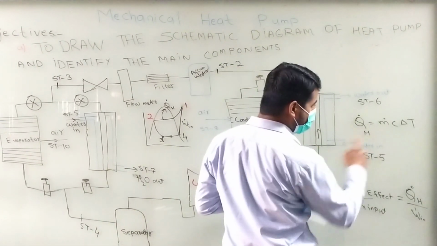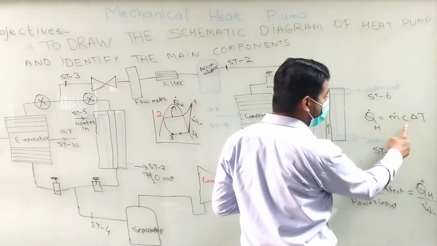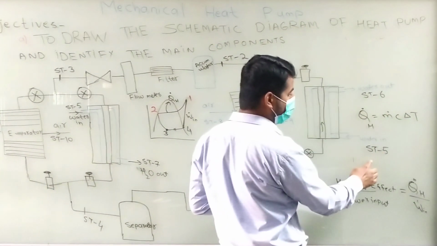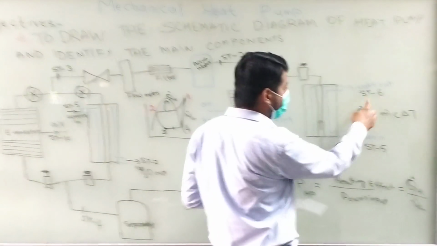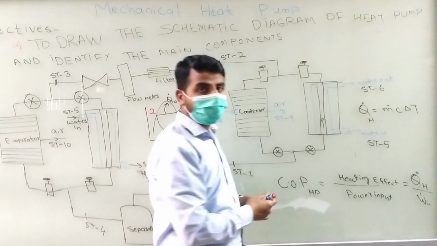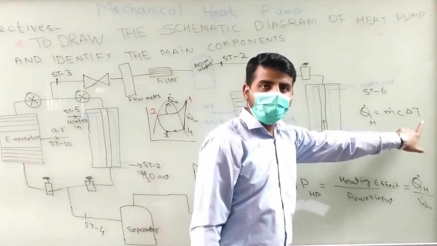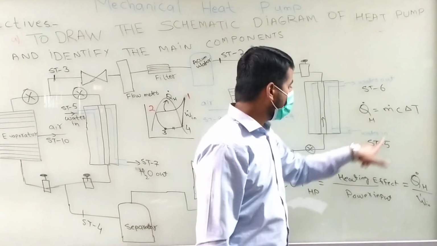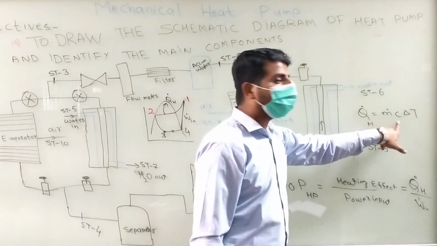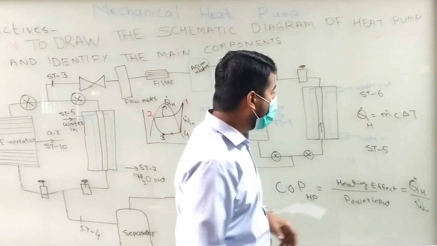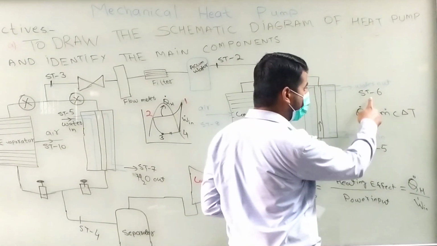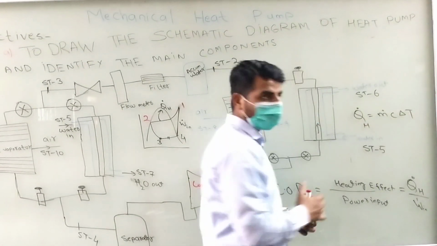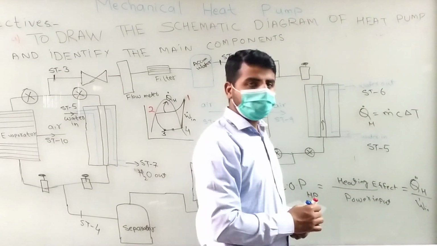So I have to calculate this heat. I need three parameters. I need the mass flow rate, I need the C, the heat capacity of the water, and I need the delta T. So first of all, for delta T, I have two temperature sensors, ST5 and ST6. Taking the temperature difference of these two sensors, ST6 minus ST5, I can calculate the delta T. Now coming to the C, the specific heat of the water. Since the water temperature is changing and the value of C depends upon the water temperature, I'll take the average of these two temperatures, ST5 and ST6, and from the literature at the average temperature I'll find out the value of C.